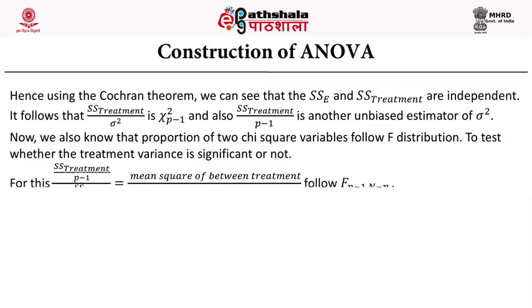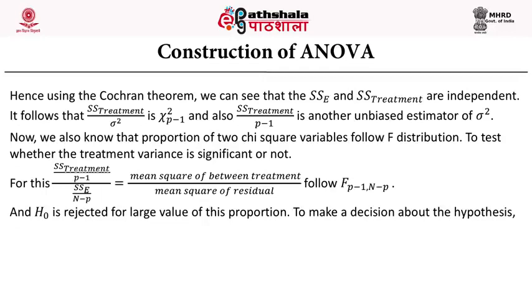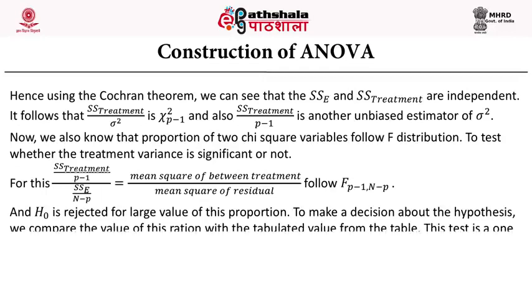So now we also know that the ratio of two chi-square variables follows an F distribution. To test whether the treatment variance is significant or not, we take the ratio of two chi-square variables with respect to their degrees of freedom. That is equal to the mean sum of squares between treatments divided by the mean sum of squares of errors, which follows an F distribution with p minus 1, n minus p degrees of freedom. H naught is rejected for a large value of this ratio. To make a decision about the hypothesis, we compare the value of this ratio with the tabulated value from the table. The test is a one-sided test.